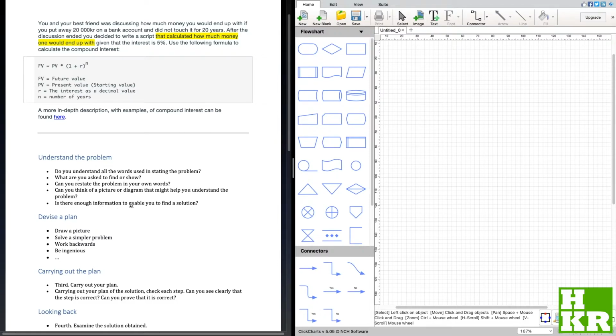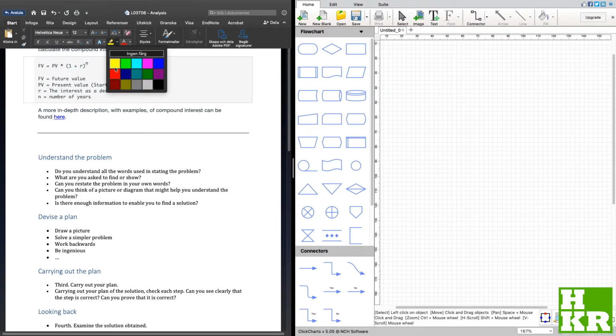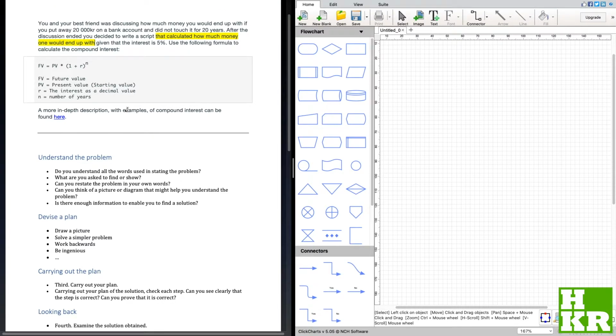But is there enough information to solve it? Oh, yes, let's change the color here so we can mark something. Yeah, I think there is. There is this scary part here with the formula. And we see here that, right, what do they mean? Future value, that is how much money we're going to end up with. Present value, or the starting value, that is how much money we have today. And we know that because we have 20,000, right?